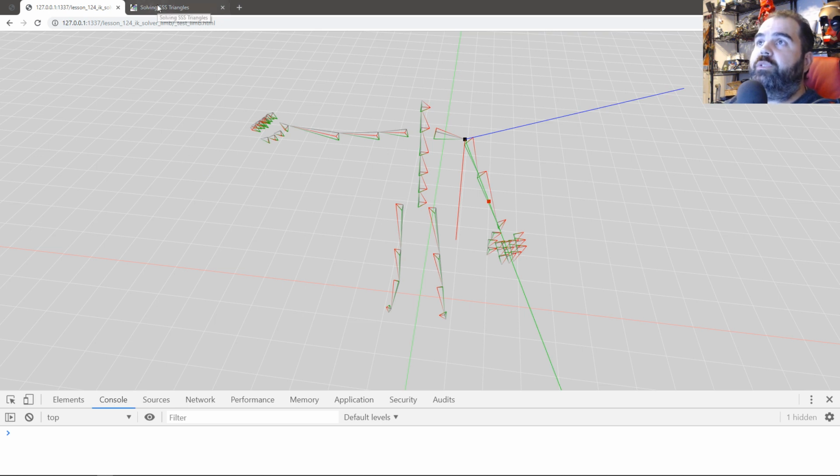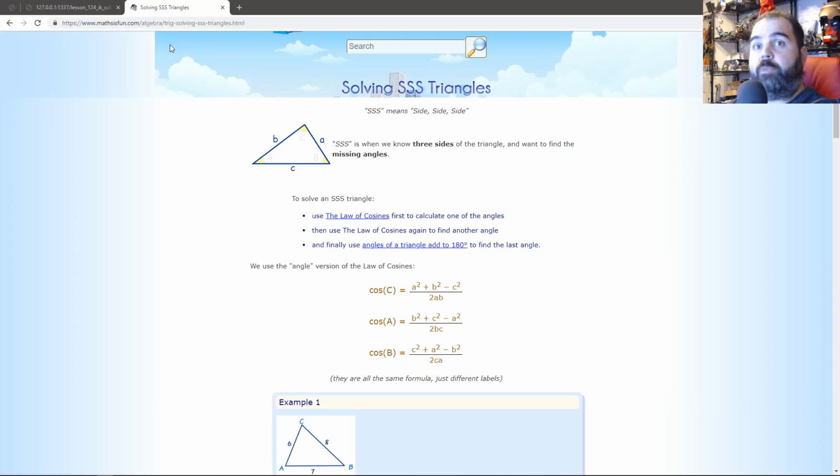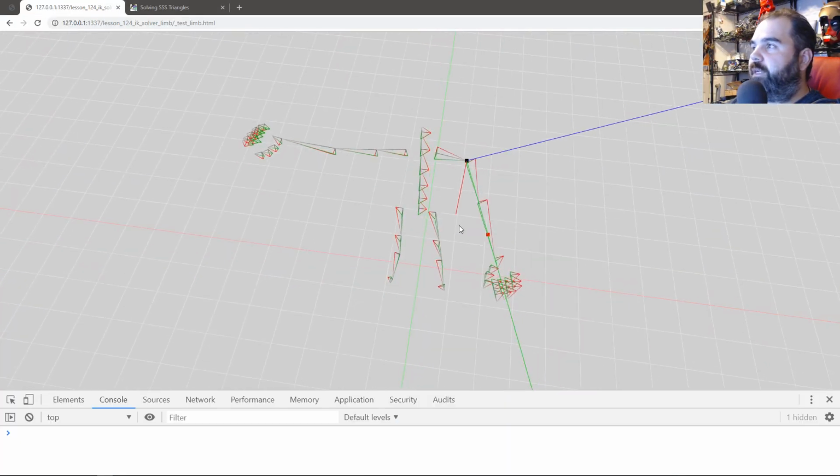And what we're going to use, and this is the most important piece, is the law of cosines, the SSS equation. I don't know why it's called SSS, but it's just the triple SSS. So let's look at this right now.